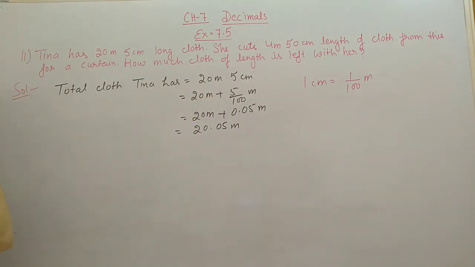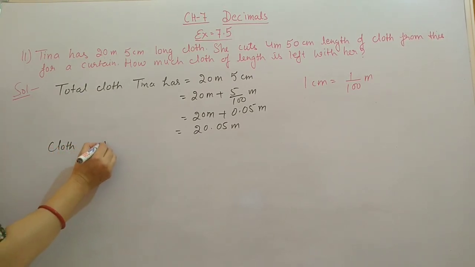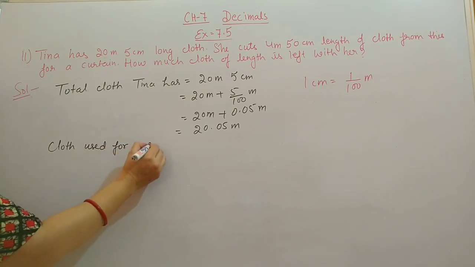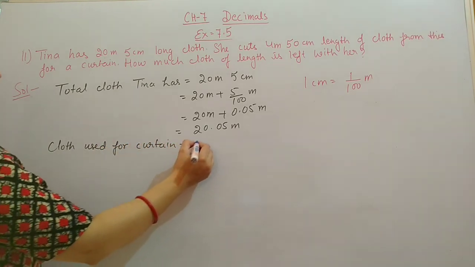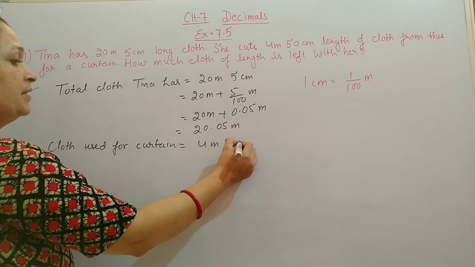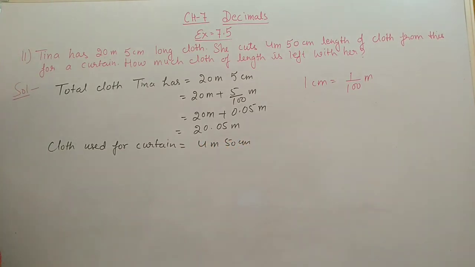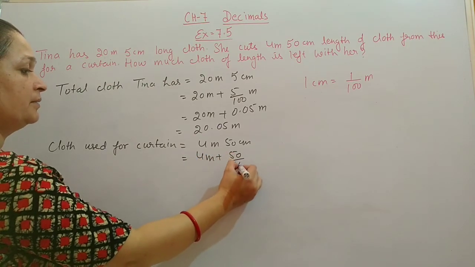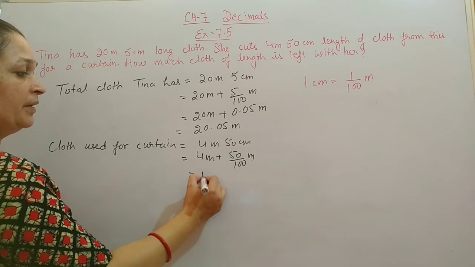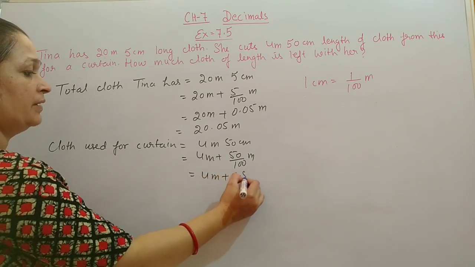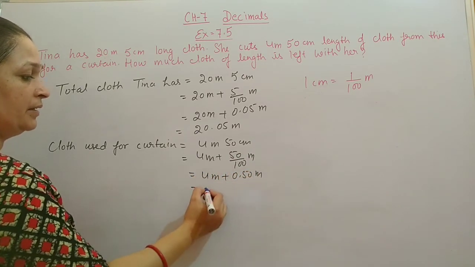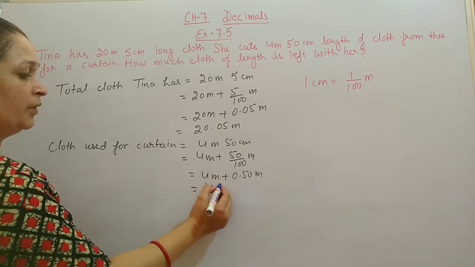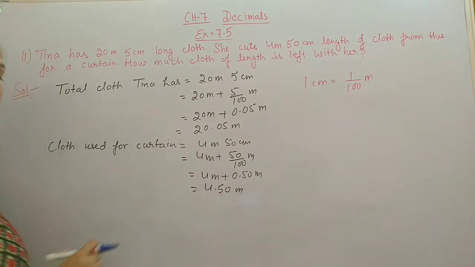And she used for the curtain 4 meter 50 centimeter. So this 50 centimeter also we will change into meter. 4 meter plus 50 by 100 meter. It will become 4 meter plus 0.50 meter, which we can write as 4.50 meter.